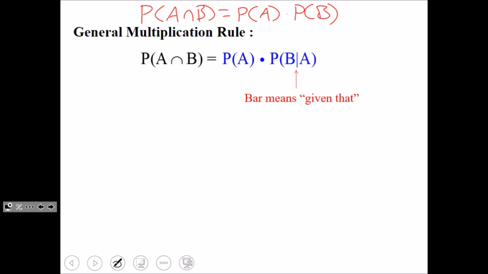This rule I can use every time. Because if they're independent, we've said it before, knowing A happened doesn't change the probability of B. So if they're independent, the probability of B given A should be equal to the probability of B. Given shouldn't change anything if they're independent. But if they're not independent, those two things won't be equal.